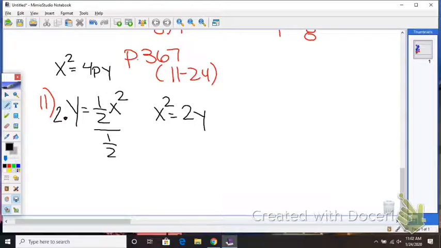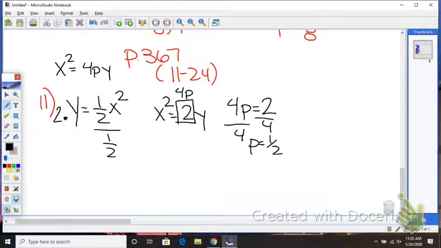So we need to take this 2, and that is equal to 4p, because we're looking for the p so we can know what the focus is. So I have 4p equals 2. We divide by 4, p is equal to 2 over 4, or 1/2. So my equation is x squared equals 4 times 1/2 y.